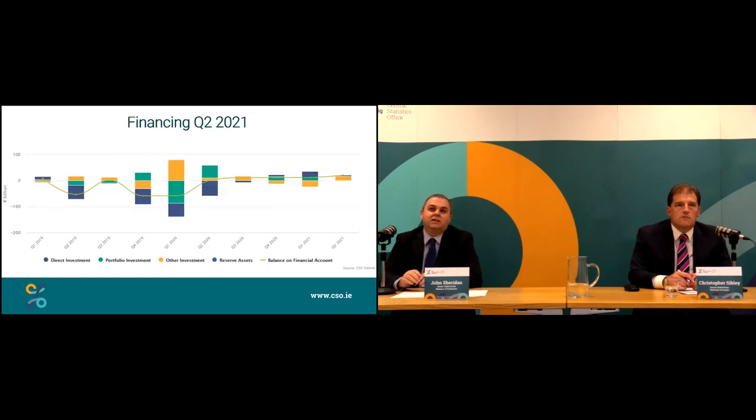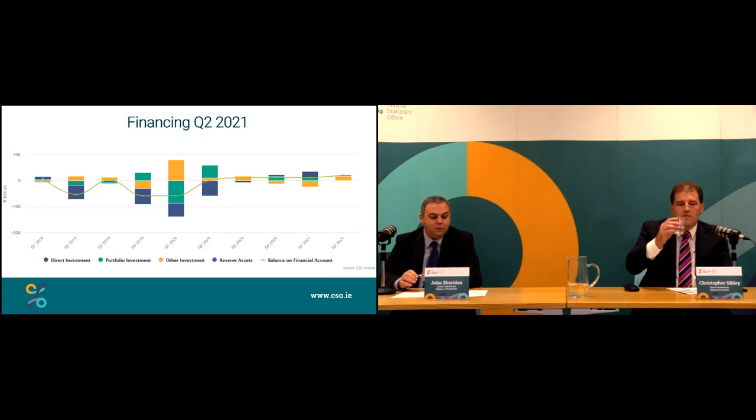Looking at our financial account and our financing in Q2, we can see that in net transactions, we're seeing low levels compared to some of the previous quarters where we had large restructuring. In direct investment abroad, we had an increase of 9.9 billion, while in direct investment in Ireland, we had an increase of 6.2 billion. And these give us a net increase of 3.7 billion.